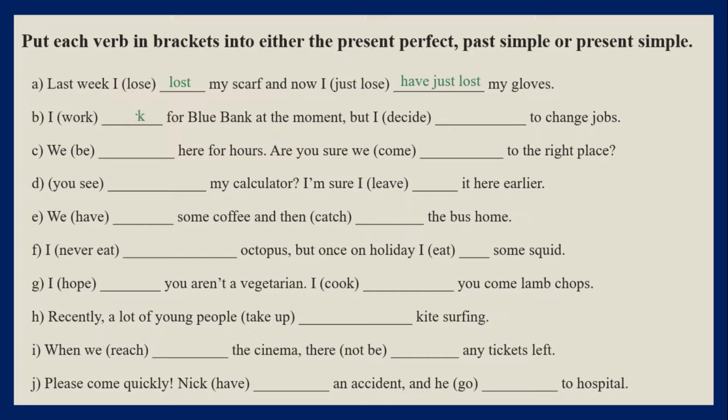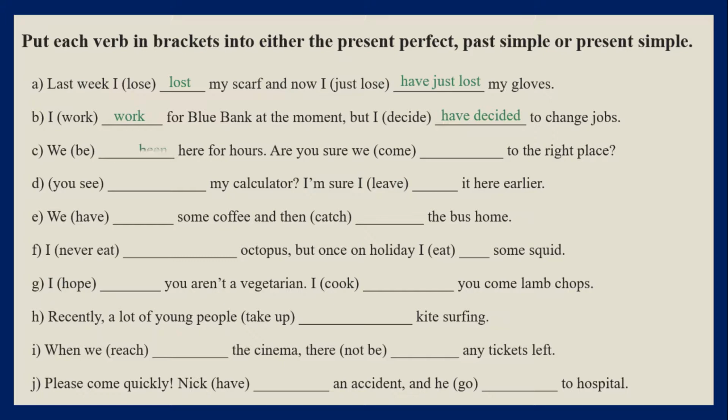B, "I work for Blue Bank at the moment." You are describing a fact in the present, so we use present simple. But "I've decided to change jobs." It means I have a new decision now. We are focusing on the result of your decision.